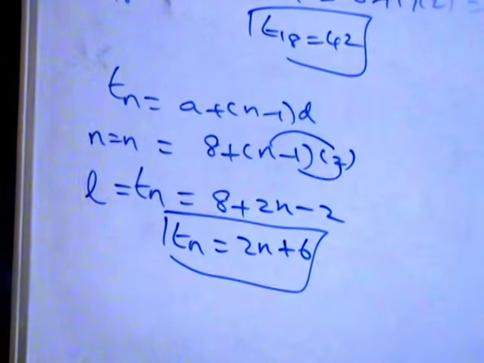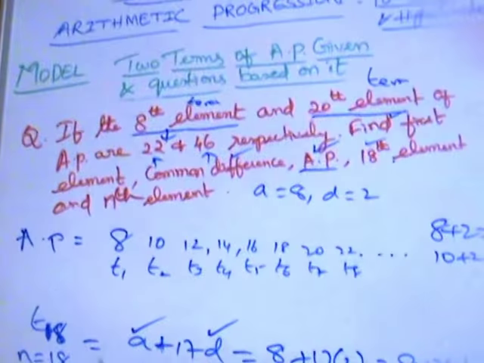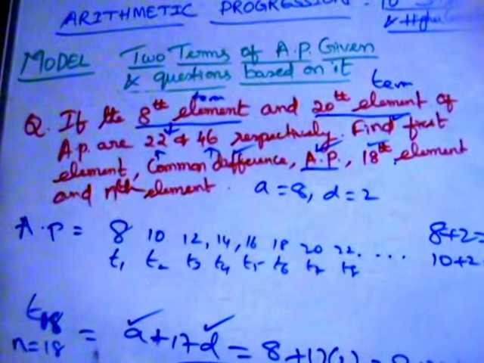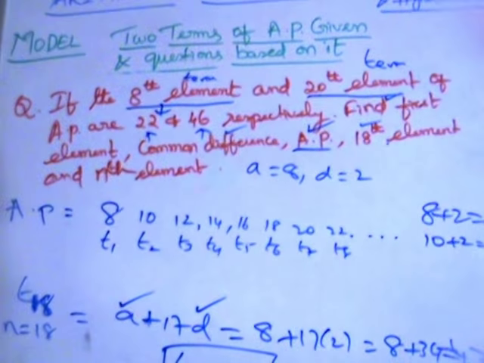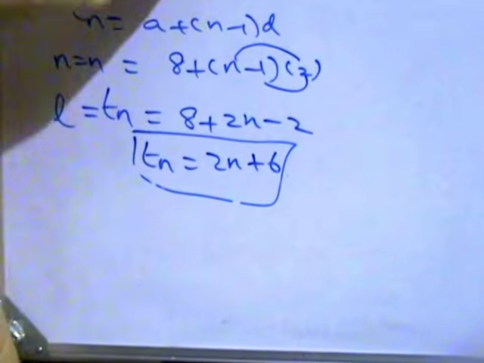So in this model, they'll give two terms, so we have to find all this. One more sum I'll do and show you, and then there are a lot of miscellaneous models in this. So Tn equal to 2n plus 6, we got the nth term.